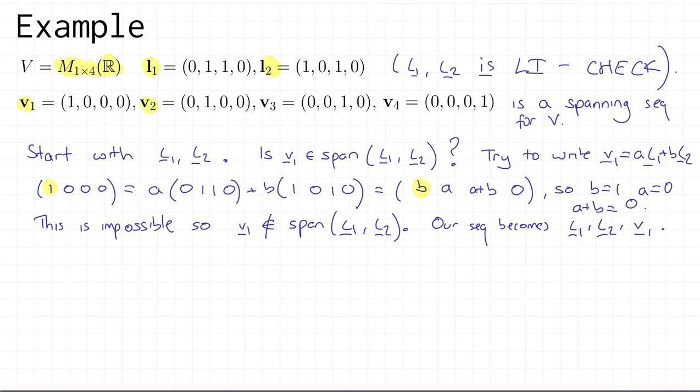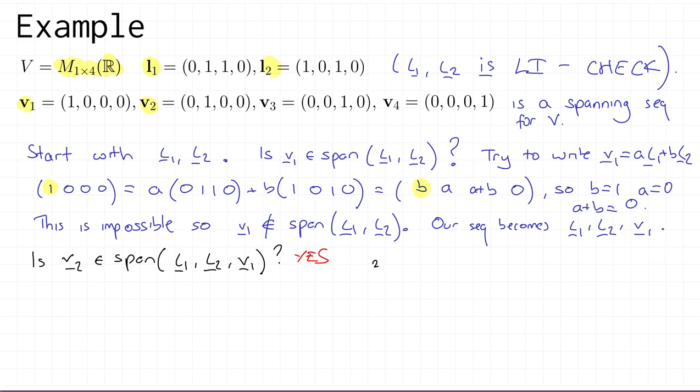Okay, next step. We now have to check, is v2 in the span of the sequence so far? So L1, L2, and v1. Again, we have to see if we can solve some equations. And this time it turns out you can solve the equations. So the answer here is yes. And for lack of space, I'm not going to actually write down the solution.